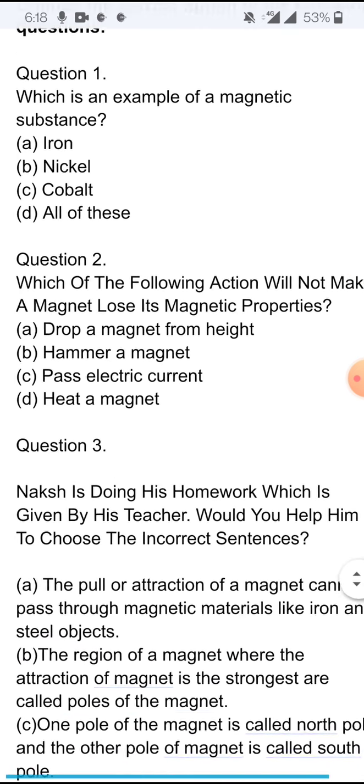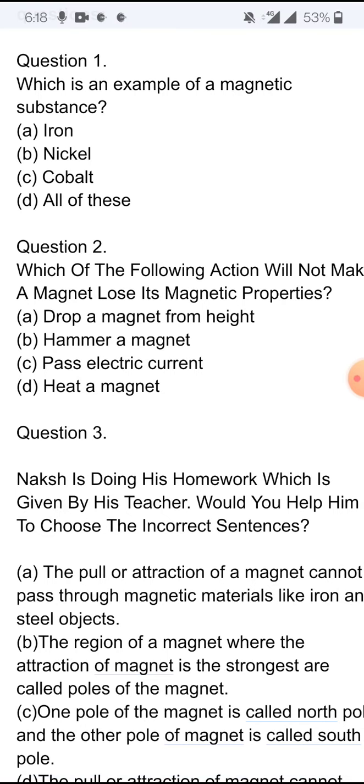Second question, which of the following actions will not make the magnet lose its magnetic properties? First option, drop a magnet from a height. Second, hammer a magnet. C, pass electric current. D, heat a magnet. Option is C. In all the other methods, the magnet will lose its magnetic properties. But if we pass an electric current through the magnet, its property will not be lost. So the answer is pass electric current.